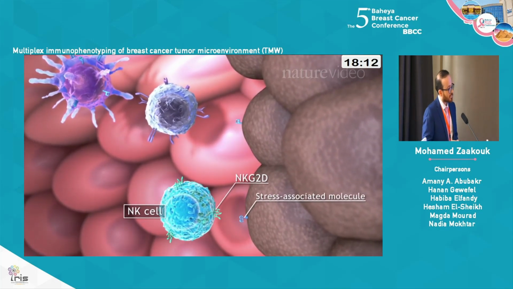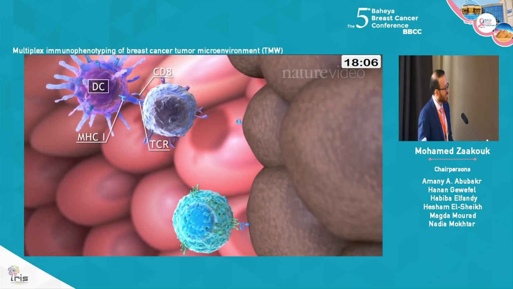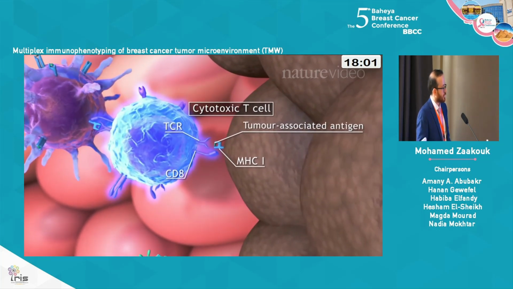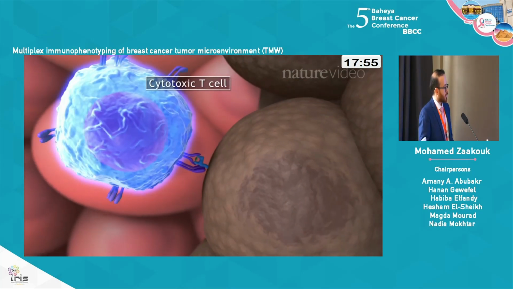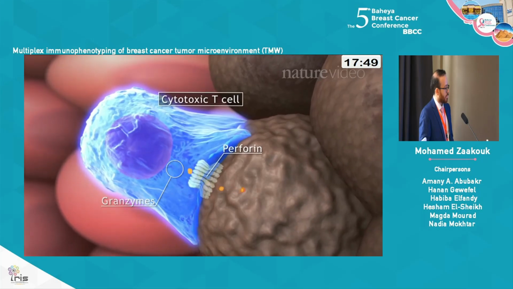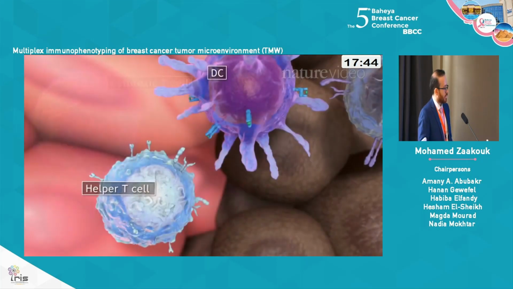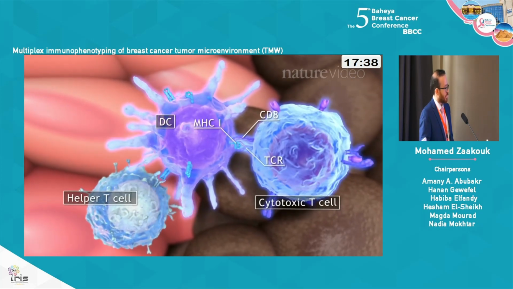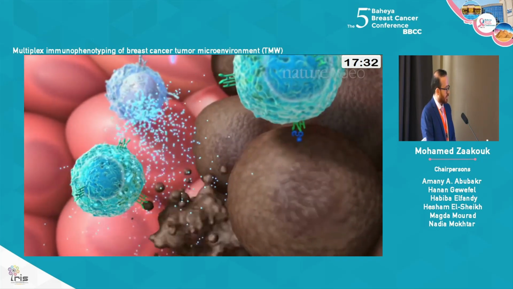Killer cells, or NK cells, sense stress-associated molecules on damaged and cancerous cells. Dendritic cells, or DCs, activate cytotoxic T cells, which can then sense tumor-associated antigens using their T cell receptor and other co-receptors. Once activated, NK cells and cytotoxic T cells release perforin and granzymes. These molecules punch holes in the surface of the tumor cells, causing them to die by apoptosis. Helper T cells support these responses. They help DCs to activate cytotoxic T cells, and they produce cytokines such as interferon gamma that recruit and activate more NK cells.